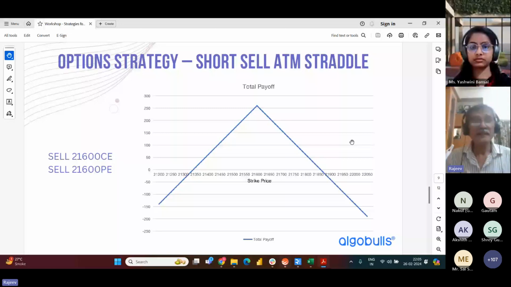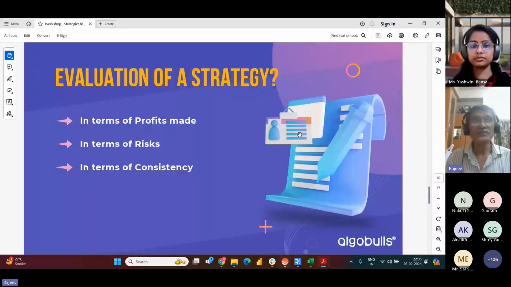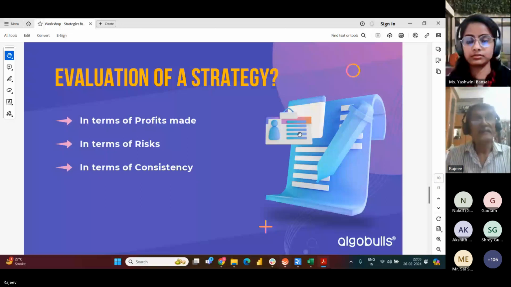So with that, I'll come to the last part, which is evaluation of a strategy. So you finally have developed a strategy. You have translated the conceptual understanding of the investor into an actionable plan in the form of an executable strategy, and it gets deployed on an executable platform. Now, how will you evaluate it?